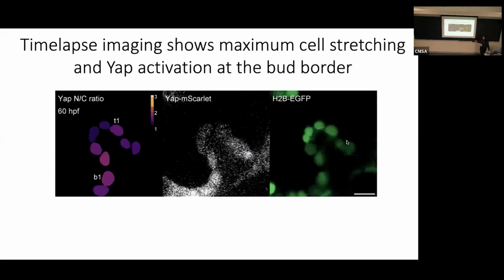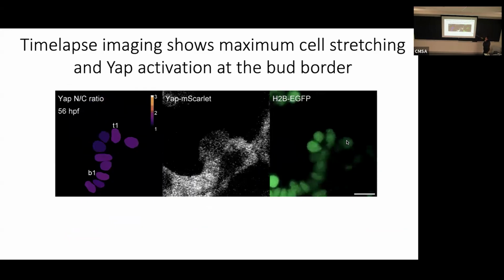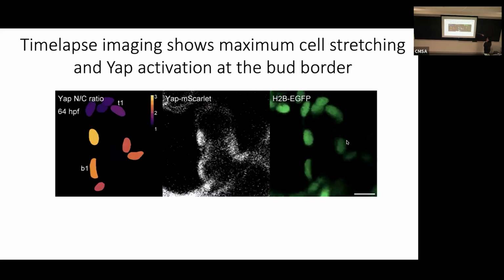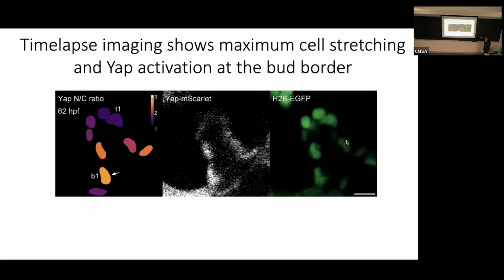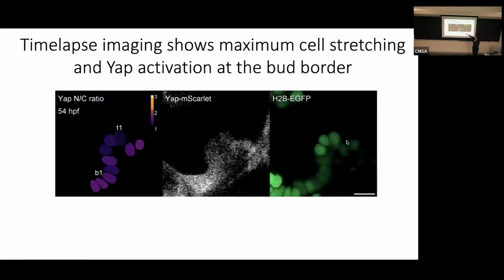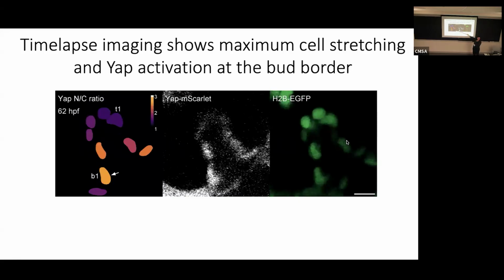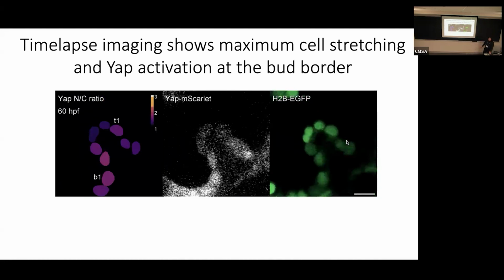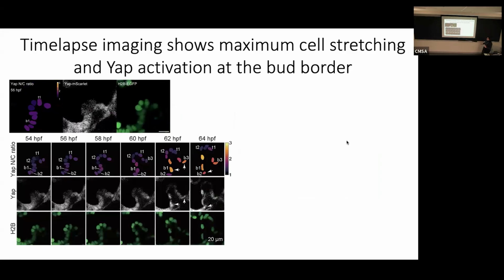So Yusuke collected these beautiful time lapses with the YAP reporter line. Here you can just observe the nucleus first. You can see the nucleus stretches out significantly as it gets recruited into the bud. And now if you look at YAP activity here, it is highest when these cells are turning the corner. So this was really nice. Indeed, there is a mechanical patterning of cells happening as they're turning the corner.